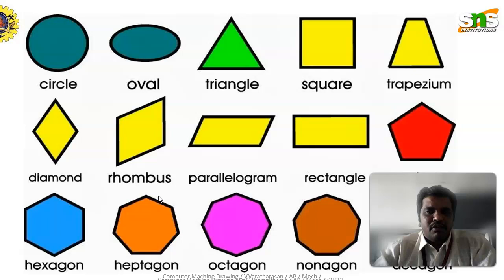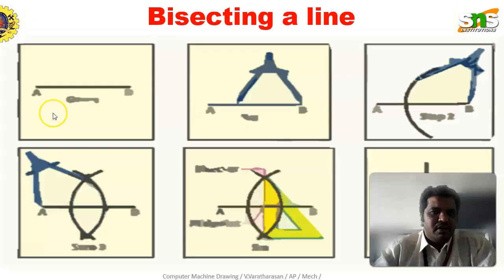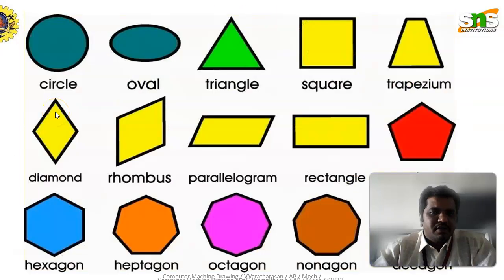The next one is the circle, oval, triangle, square, trapezium, diamond, rhombus, parallelogram, rectangle, pentagon, hexagon, heptagon, octagon, nonagon, decagon. These are the different types of shapes. After the lettering, if you are given these types of parts, surfaces and planes, we want to draw each plane in a proper format. If you are going to draw the circle, there is a certain format of methods and procedure for drawing the circle, and the same for the hexagon and pentagon.